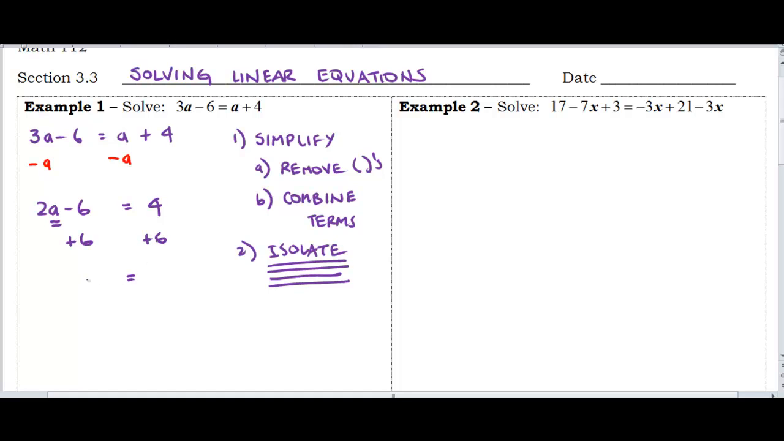And so who's left on the left side? 2A. What do I have on the right side? 10. Almost done. Who do I want by itself? A. Who do I want to get rid of? How is the 2 attached? How do I undo multiplication? Divide. And so A is 5.